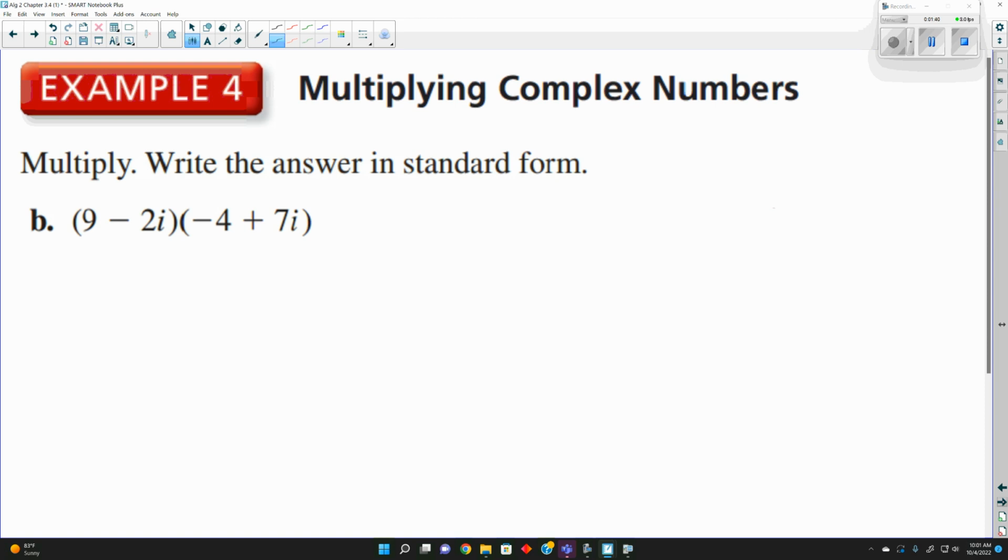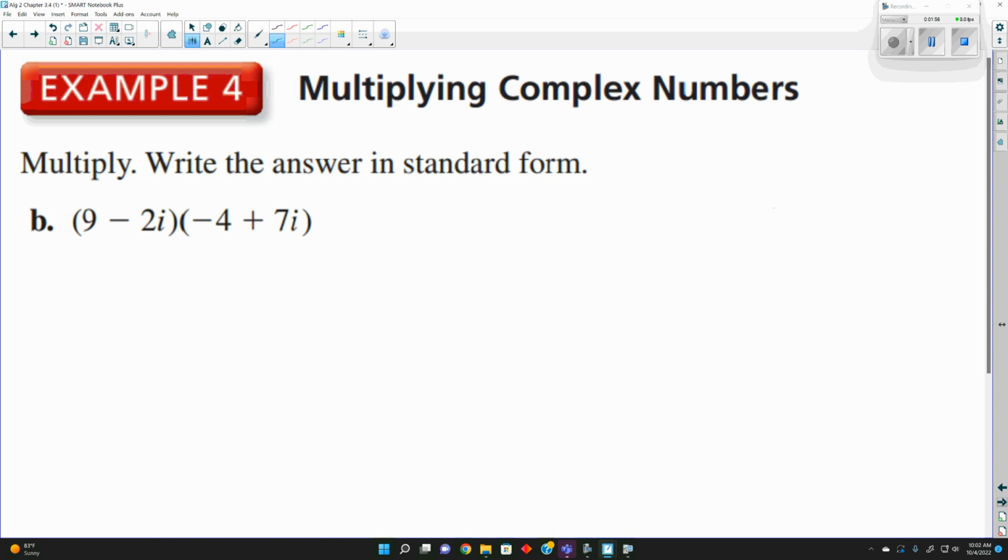I think this is 3.41. Where? I've been looking. Oh, there's that. Oh, we already did this. Yeah, that's why I was so confused. So this is where we stopped.